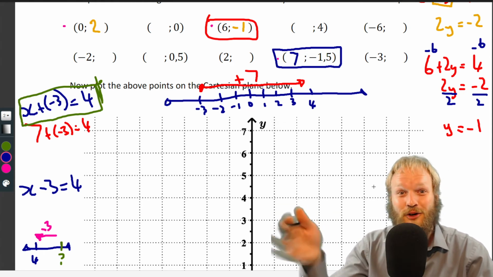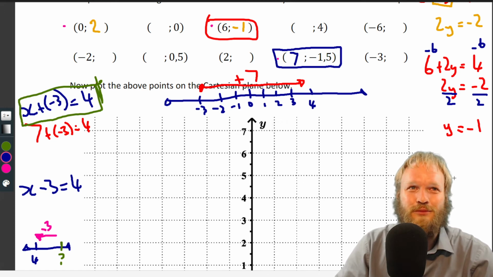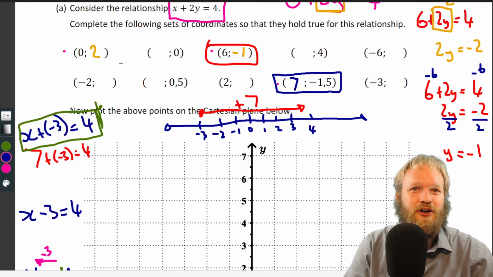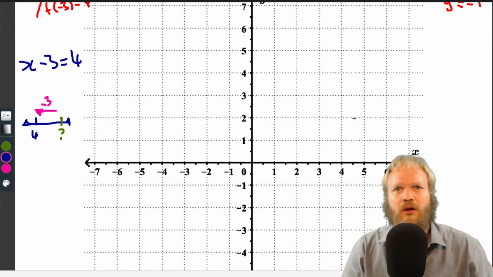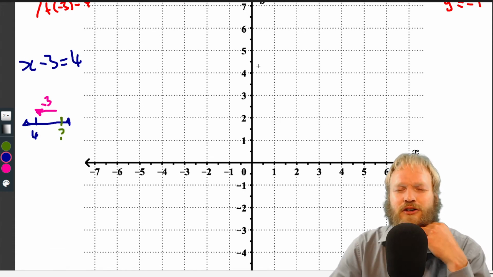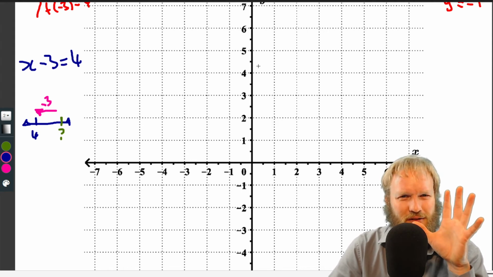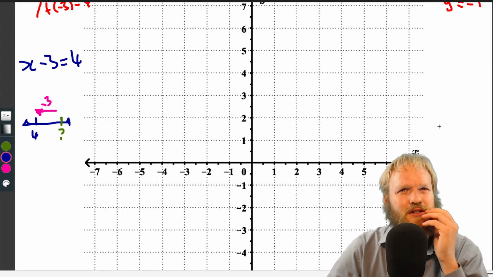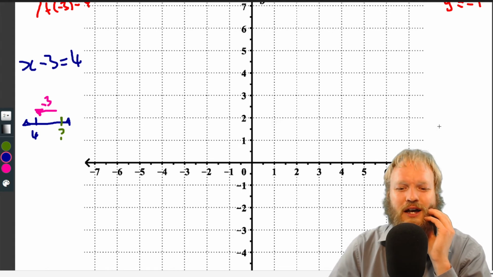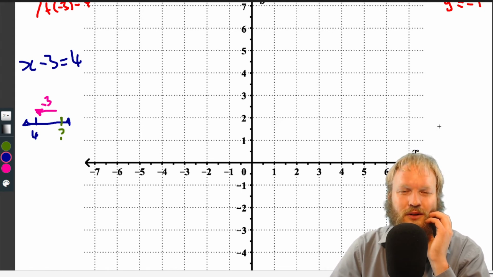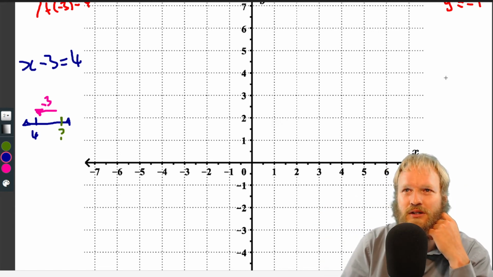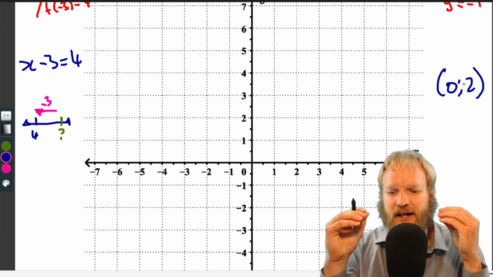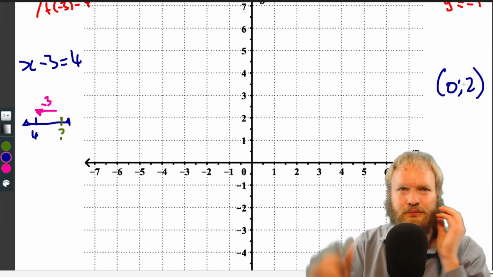Okay, so, whoa. There's my pause, breathe. So this point here, 0, 2. I'm going to ask a question. This 0, 2 doesn't lie in a quadrant. Why does it not lie in a quadrant, and where does the point that we're going to plot, 0, 2, lie?